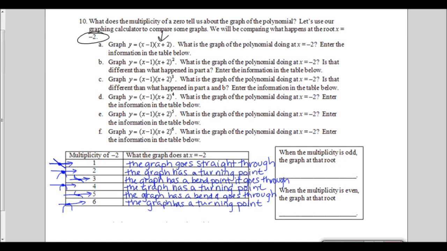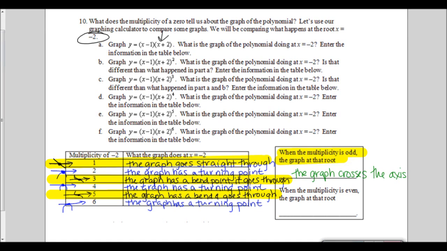Okay, now we've got a box over here. It says when the multiplicity is odd, the graph at that root. So let's look at our odd multiplicities here. We had 1 where it went straight through. We had 3 where the graph has a bendy point and goes through. And we had 5 where the graph has a bend and goes through. So if we had to describe what happens at an odd multiplicity, we could say the graph crosses the axis, so it goes through.